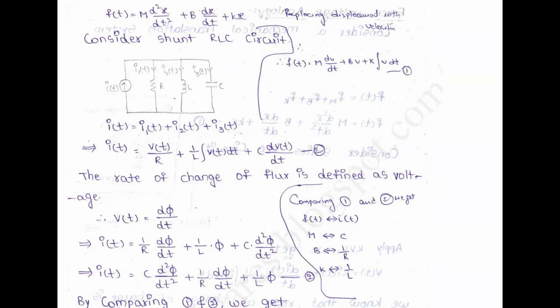Series connection is used in the force voltage analogy. The elements are connected in parallel in the force current analogy. In the force current analogy, mass is replaced by capacitor, B is replaced by resistor, K is replaced by inductor. So this is the force voltage and force current analogy for electrical circuits.